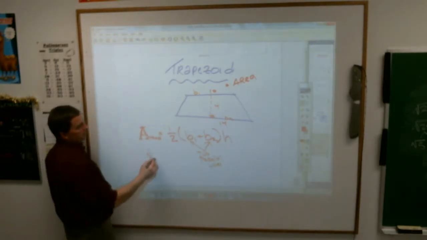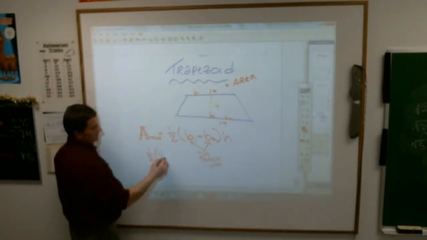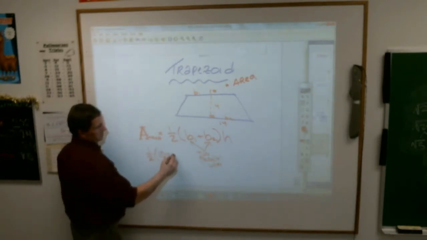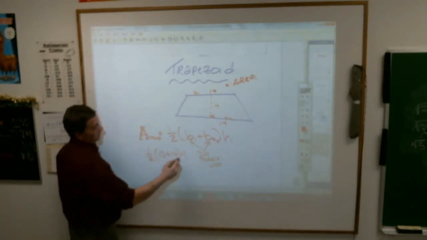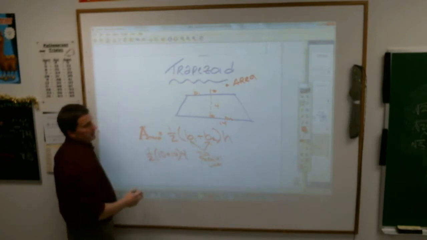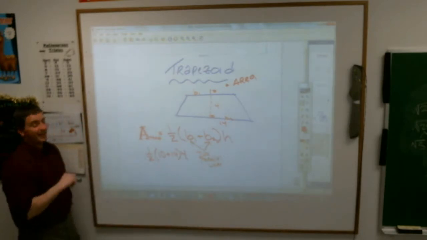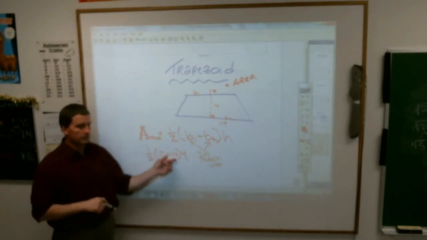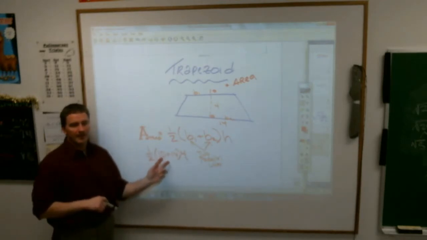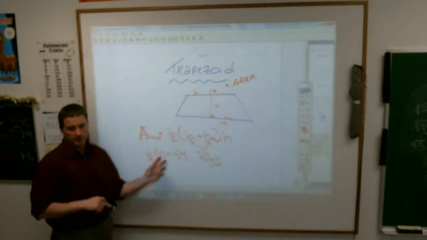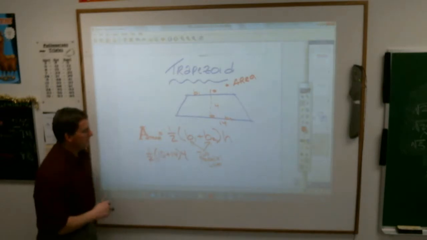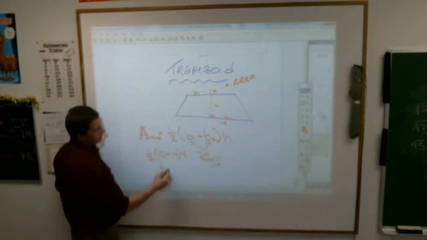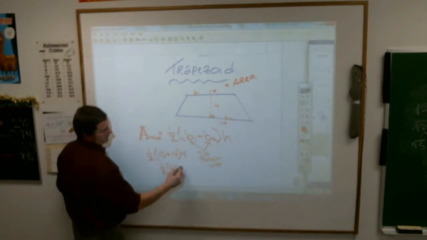It's 1/2 base 1, let's call it 10, plus base 2, we'll call it 14, and we're going to multiply that by the height of 4. Now please note there's a parenthesis there, so you have to do that first. I can't just divide 4 into 10 or 4 into 14. I have to add those two things first before I do anything. Question, Peter, what was that? No. Okay, so it's 1/2 of 24 times 4.